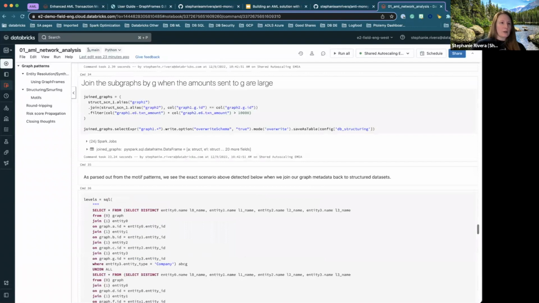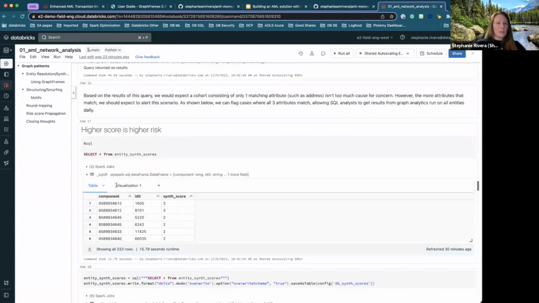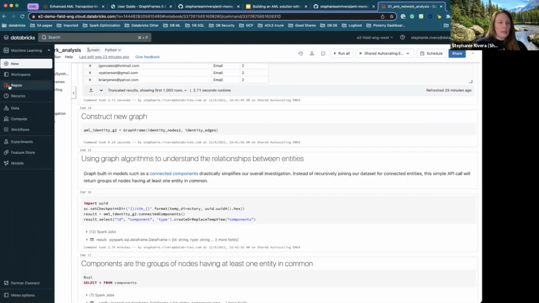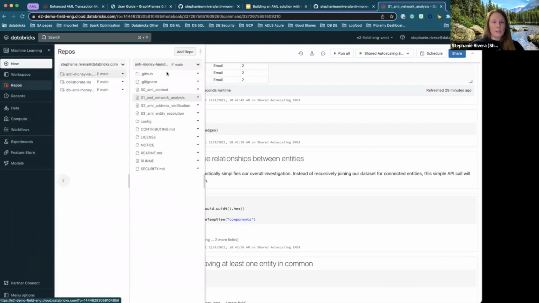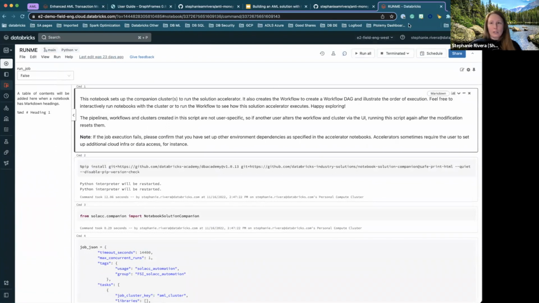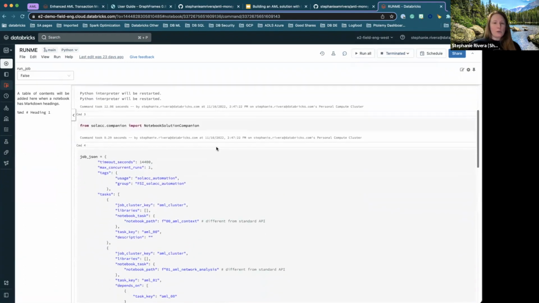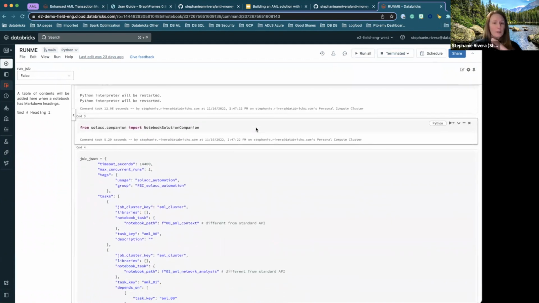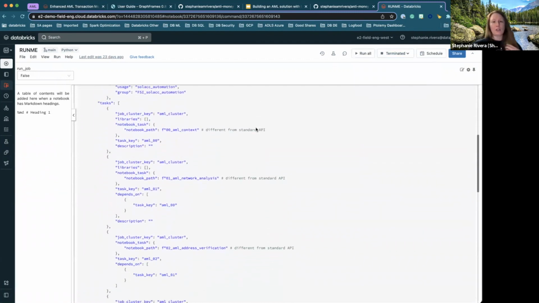So the first place we're going to start is making sure that we've run the README. We now have our data and our code pulled into our repo, and the first thing you want to do is run your README. You can just attach it to whatever cluster you have already spun up and then run that. What it's going to do is make sure that all of the libraries necessary for this are installed, as well as set up a job.